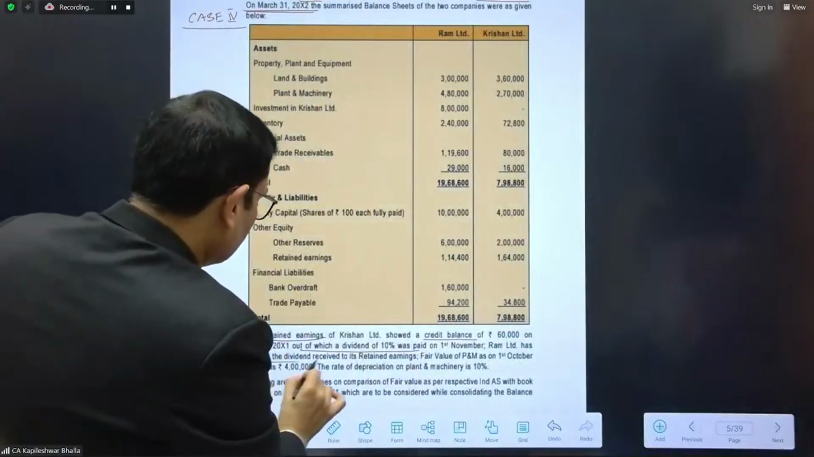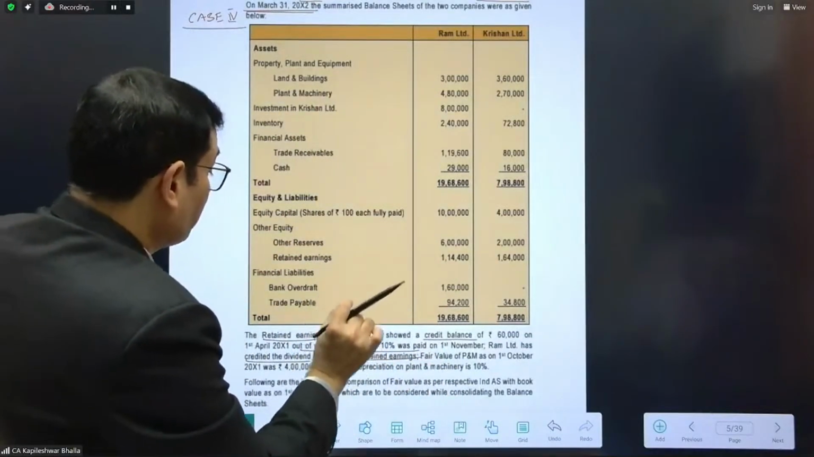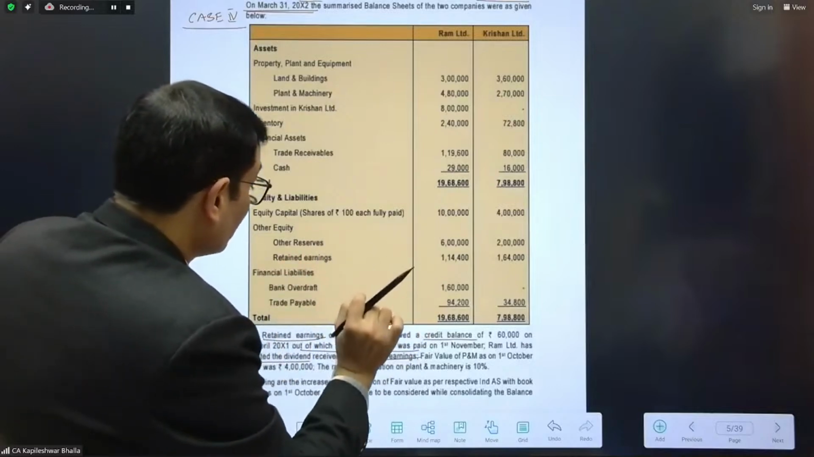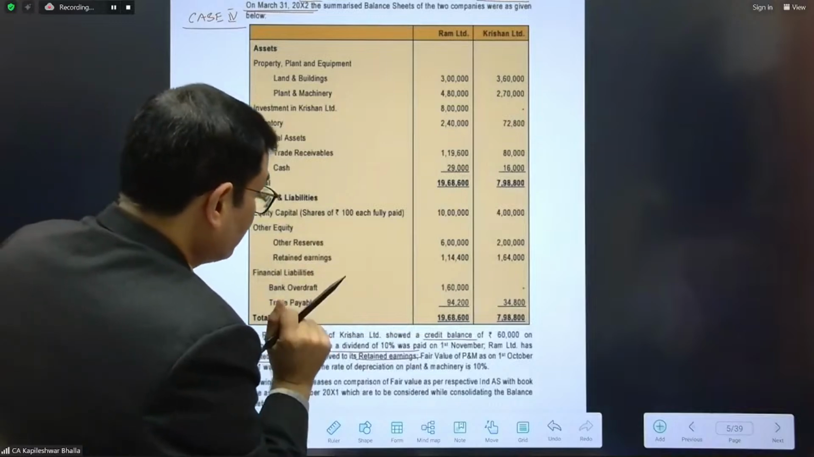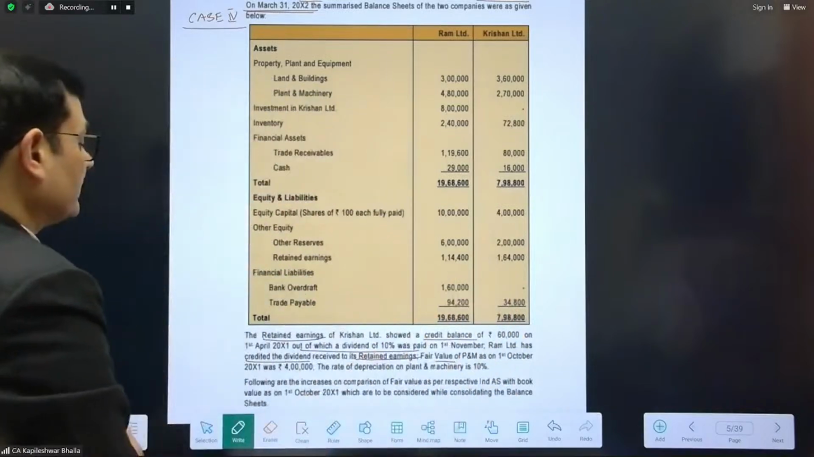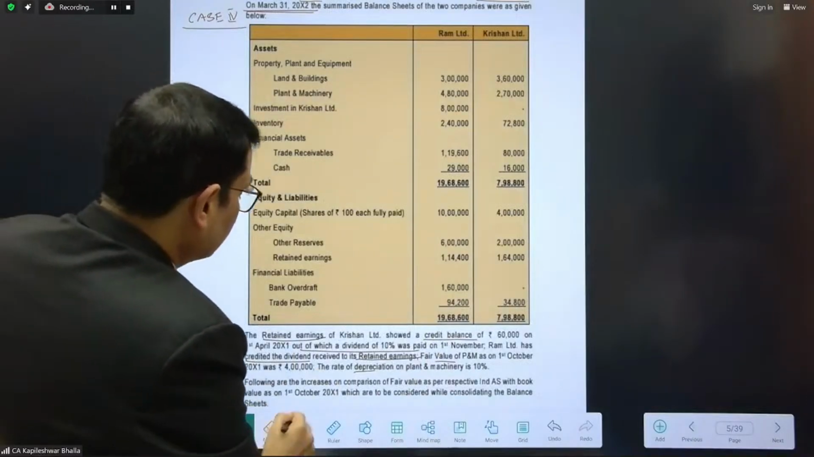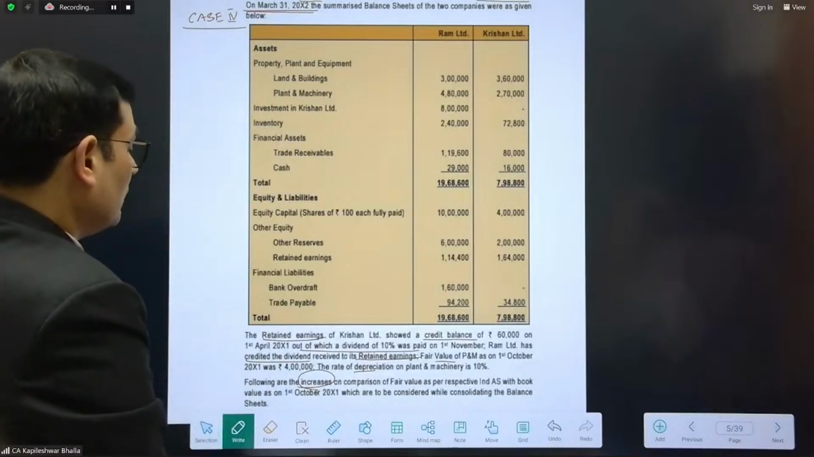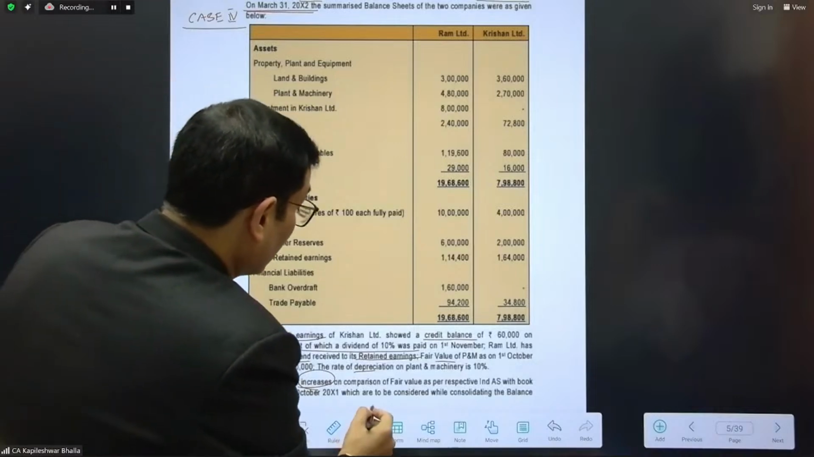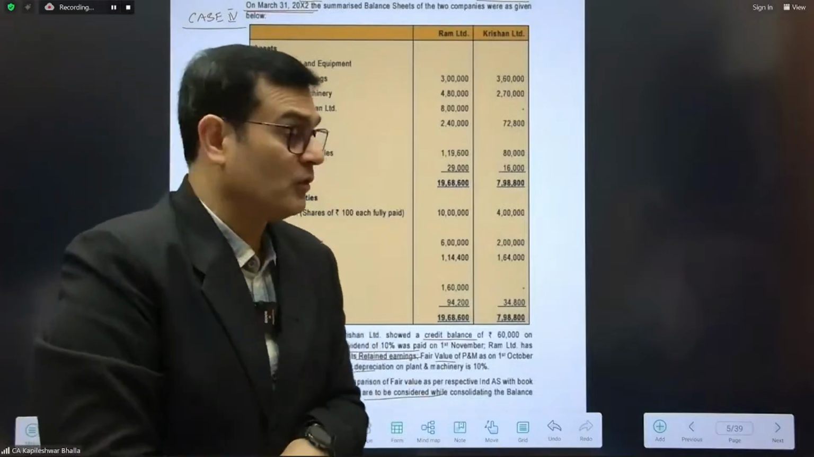Ram has credited the dividends received to the retained earnings. The parent company took this as a part of its RE, but from the group point of view, you're receiving income from yourself, so it needs to be eliminated as well. The fair value of the plant and machinery is given, the depreciation rates are given, and following are the increases on comparison of the fair value as per Ind AS with the book value on 1st October, which are to be considered while consolidating the balance sheet. So these are giving you a list of all the fair value adjustments.